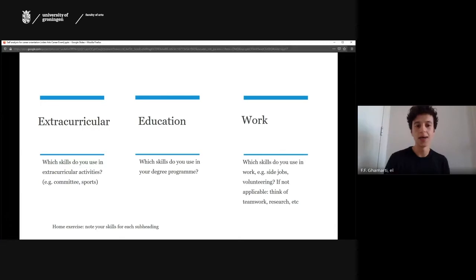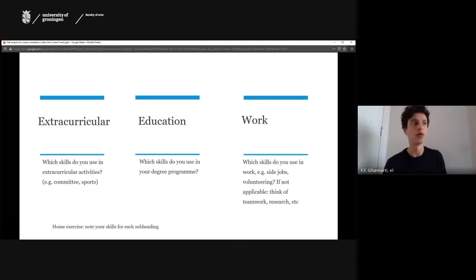So right now, I would like you to do an exercise in assessing your own skills. You can use the following keywords to divide these in. This could be education, work, and extracurricular. Since you're a student, you're still studying and developing yourself, developing your skills. And I want you to think about what skills you possess or what you are able to grow in.